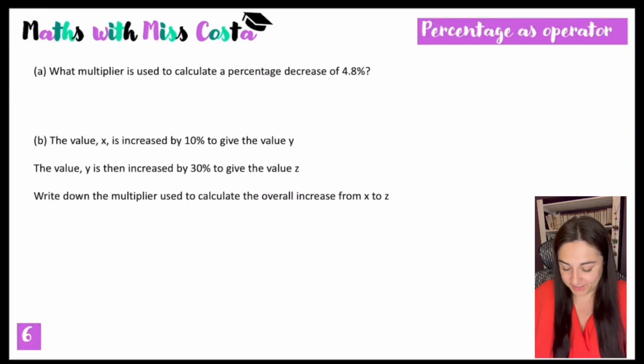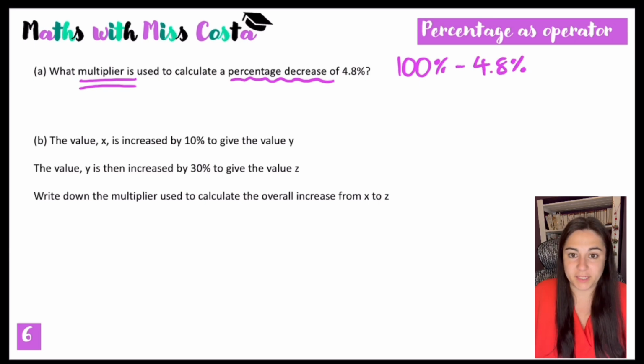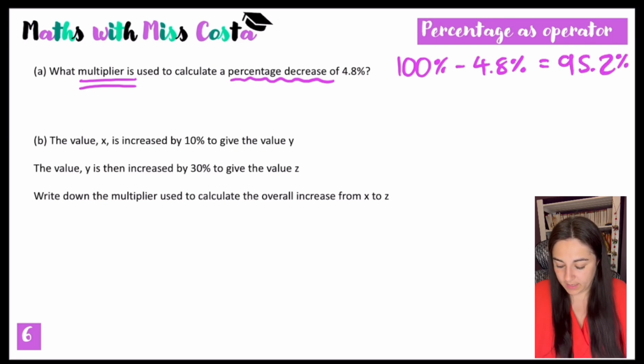Okay, so in this question, I am being asked about multipliers. Now it says, what multiplier is used to calculate a percentage decrease of 4.8%? Now, when I'm working with multipliers, what I always start with is 100%. Okay, so my original value is 100%, and I'm decreasing it by 4.8%. So if I started with 100% and I took away 4.8%, what would I be left with? 95.2%.